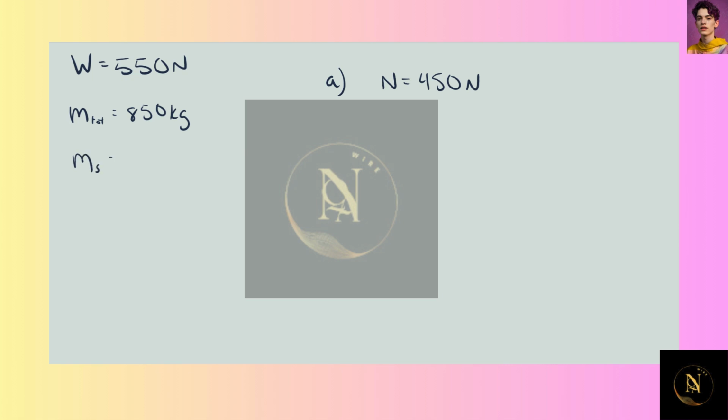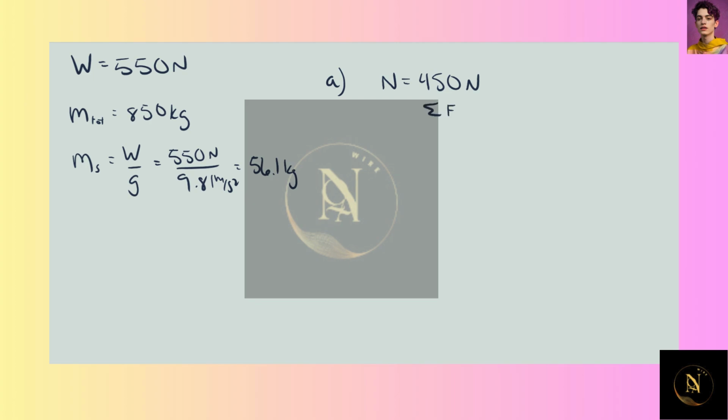So the mass of the student is just going to be the student's weight divided by g, since weight equals mg. So that's just going to be 550 newtons divided by 9.81 meters per second squared. This is going to give us 56.1 kilograms.